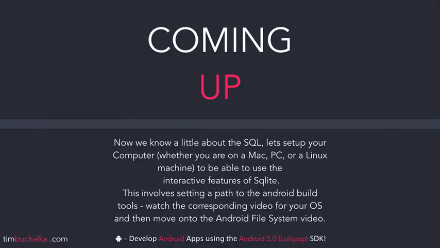Coming up, now that we know a little bit about SQL, we're going to set up your computer, whether you're on a Mac, PC, or you're running a Linux machine, to be able to use the interactive features of SQLite. Now, this involves setting a path to the Android build tools so that you can run some tools from the command line. Don't worry, it's pretty straightforward to do. So your next step is to watch the corresponding video for your operating system, and then move on to the Android file system video. In other words, there's a video for Mac users, for PC users, and for Linux users following this video. Choose the video that's right for your operating system, watch that, and then move on to the Android file system video, where we'll continue the discussion. I'll see you in that video.